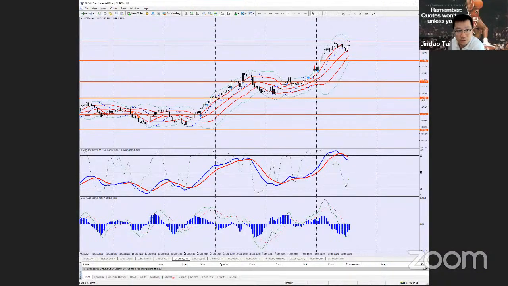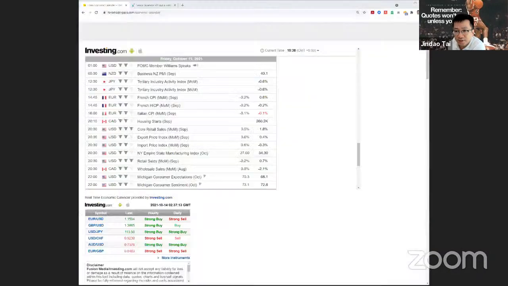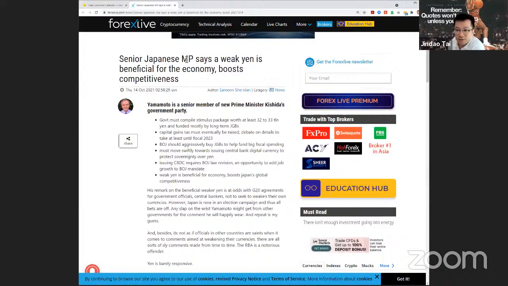Another thing that I want to share with you is why I'm a little bit more positive about the yen moving towards the upside. It's a news article that I just read this morning, that the senior Japanese MP is saying that a weak yen is beneficial for the economy. It boosts its competitiveness. And based on my own trading experience, the last time the central banker came out and said a weak yen is good, I traded the yen all the way up towards that 125.50 resistance level. So, the last time that happened, we saw it shoot upwards. Now it's being said not by the central banker, but by an MP.